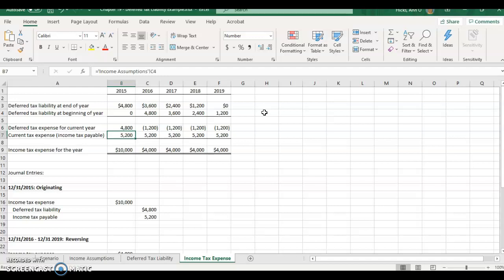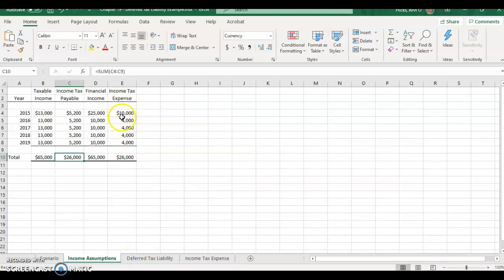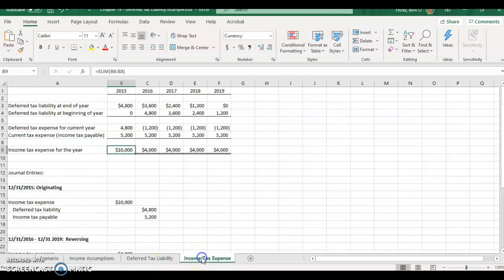The current tax expense, what we currently owe the IRS, is $5,200. That came from the income and assumption worksheet that we walked through. Our income tax expense for the year is the sum of those two, the $10,000, which if you go back to income assumptions, you'll see that also equals what we came up with there.